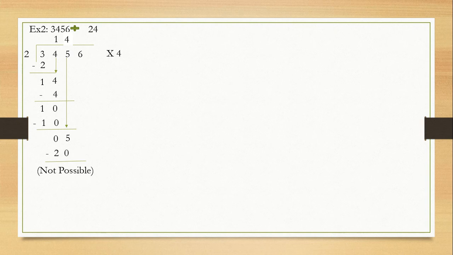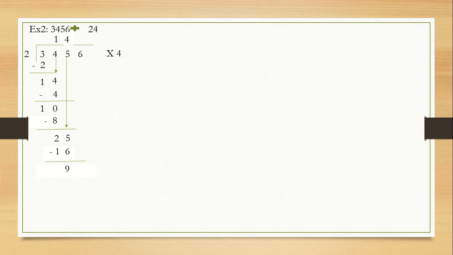Now 4 2s are 8. That 8 should be subtracted from 10. You will get 2. Then if you bring down this 5, you will get 25. Now what do we have to do? We have to subtract this product. 4 4s are 16. How much will you get? If 16 is subtracted from 25, you will get 9.